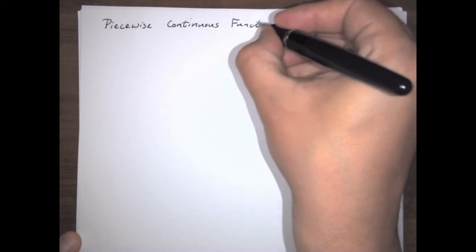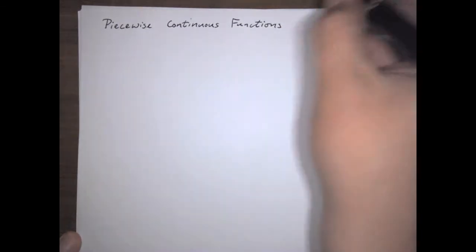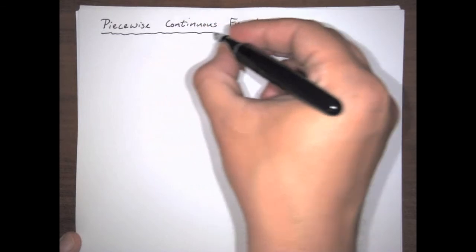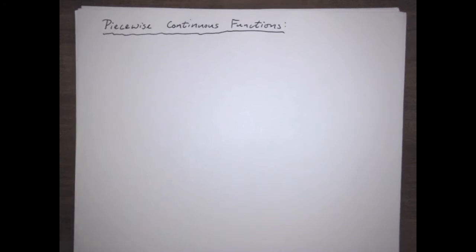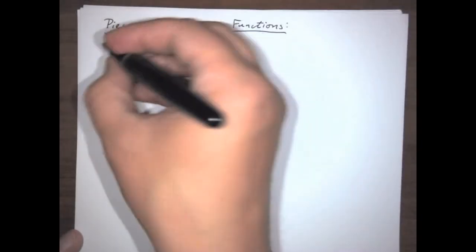The last category of functions that we will put into the catalog come from the heading of what are called piecewise continuous functions. And what these mean are functions that come in discrete pieces that are each continuous, but maybe overall there are gaps or something like that.